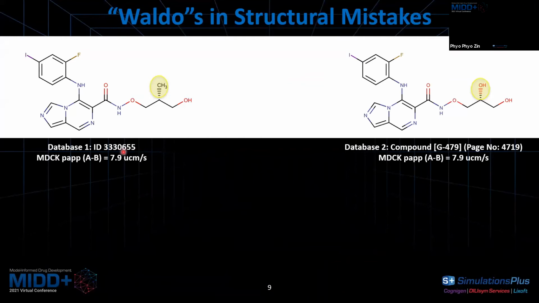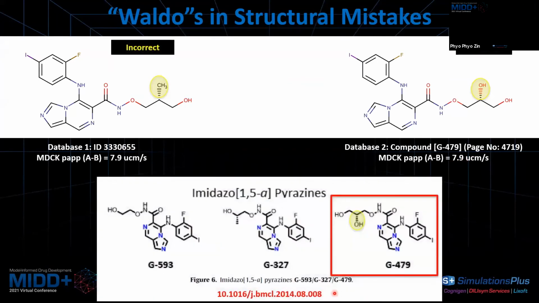This is a structural mistake. This one is coming from database 1, and there is a methyl group here. This one is from database 2, and there is a hydroxyl group here. They have the same PAPP values. When we check the literature, they are coming from the same source, and the correct structure is the one with the hydroxyl group. So this structure is correct.